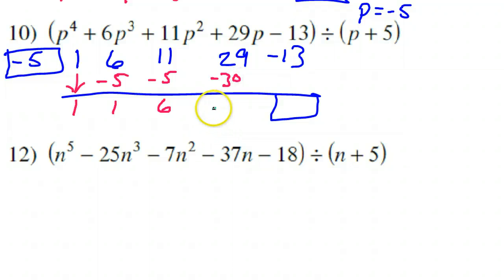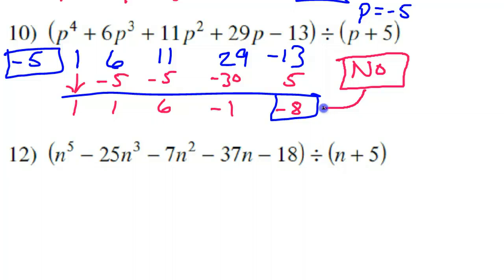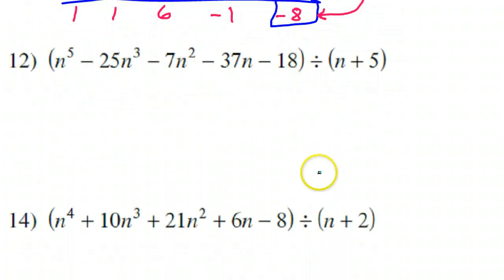Multiply, and add, multiply, and add. So that is another no. We did not get remainder 0, so that thing is not a factor. Let's see, how many more of these are there?